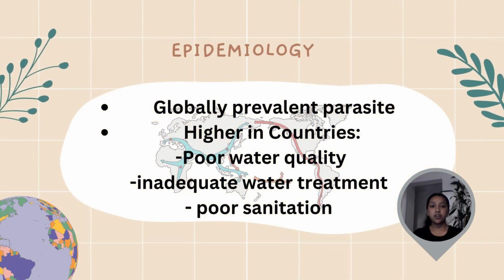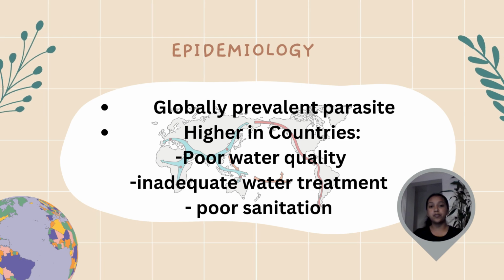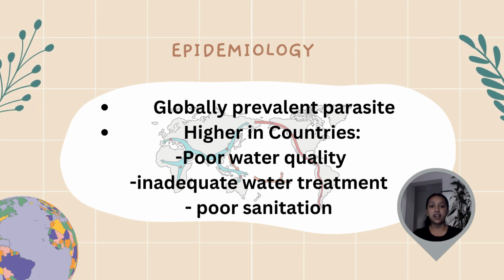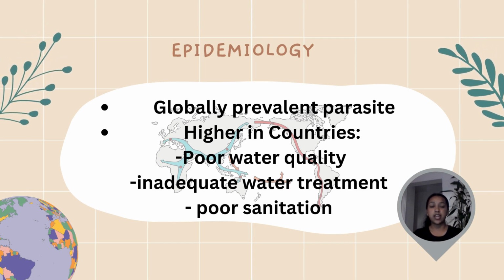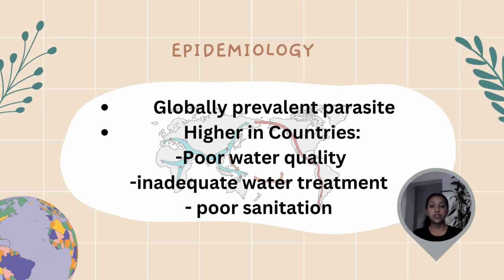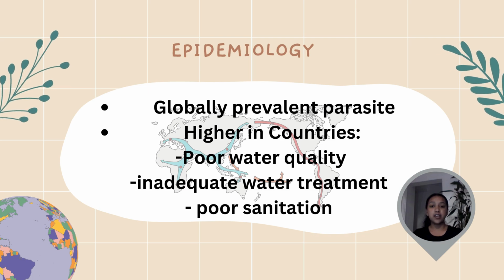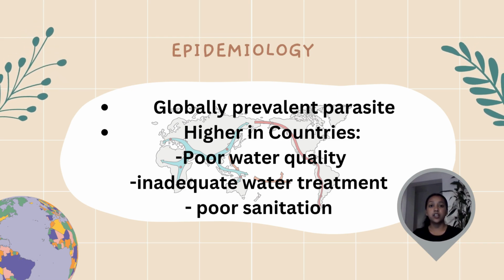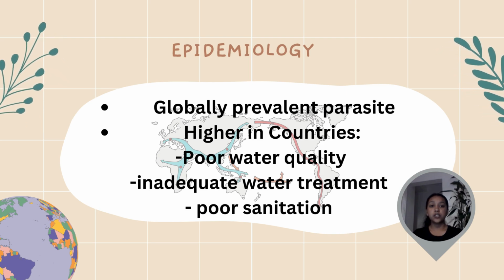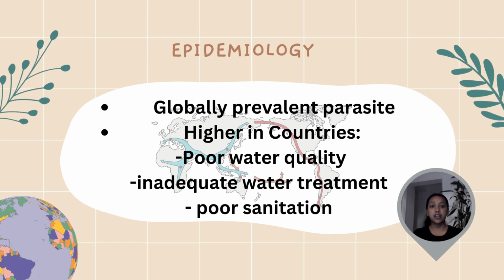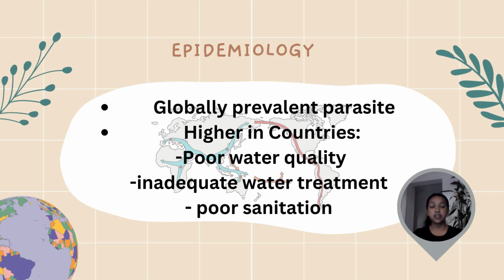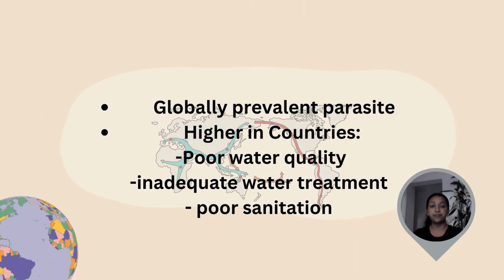Looking into the epidemiology of this parasite, it is globally prevalent, meaning it can be found worldwide. However, its prevalence is higher in countries where there is poor water quality, meaning that people have less access to clean water, and it can also be higher in areas where there is inadequate water treatment. For example, if sewage water is not adequately treated, this could lead to human feces leaking into water bodies such as rivers, lakes, and creeks. And moreover, it can also be high in areas where there are unhygienic practices and poor sanitation.